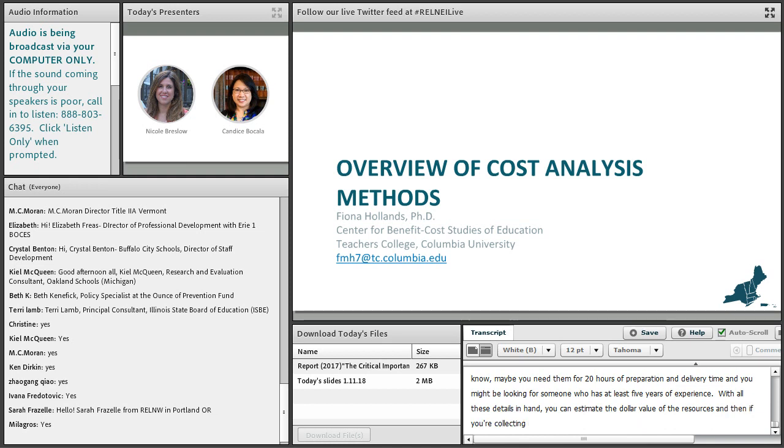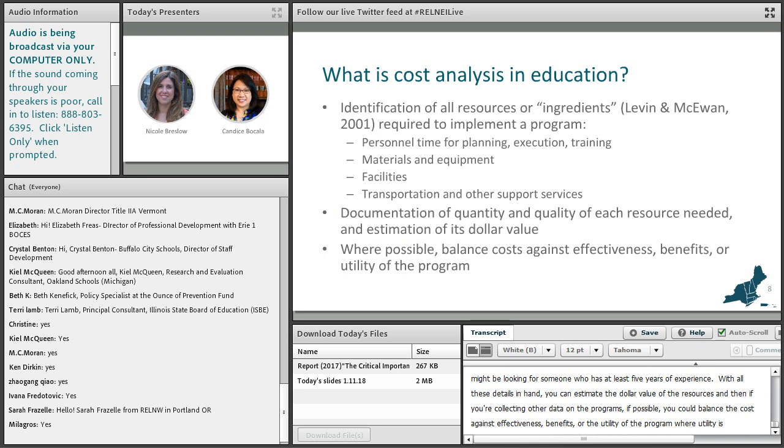And then, if you're collecting other data on the programs, it's possible you could balance the costs against effectiveness, benefits, or the utility of the program, where utility is basically an economic term for satisfaction or usefulness of a program to you and your stakeholders.